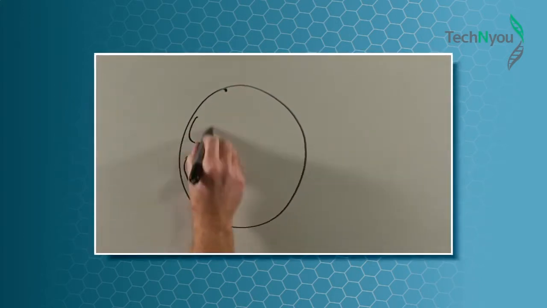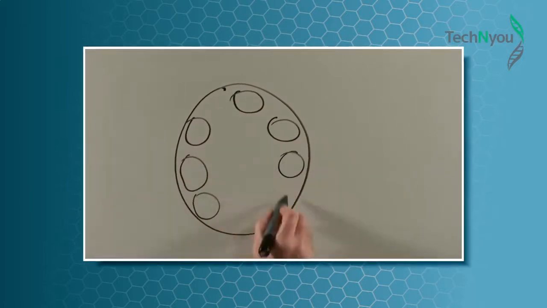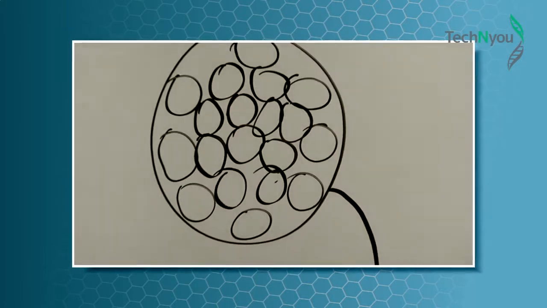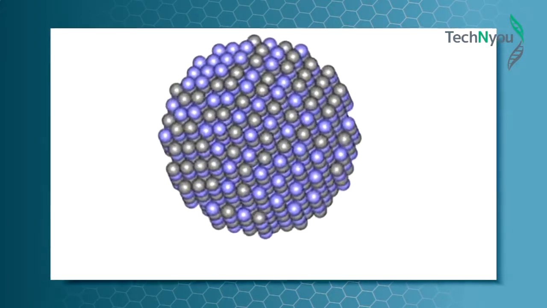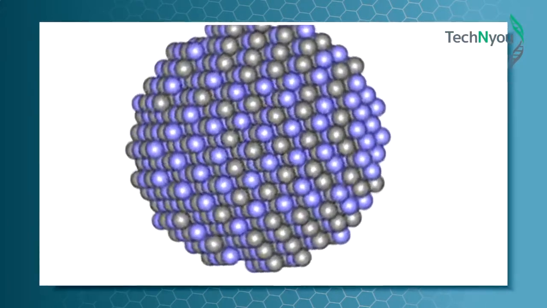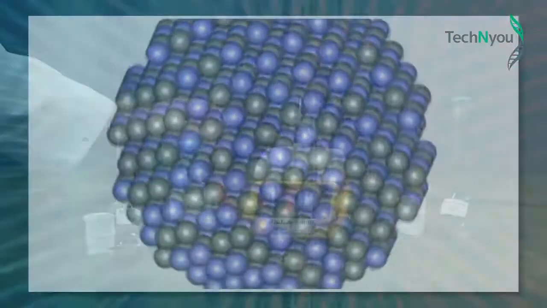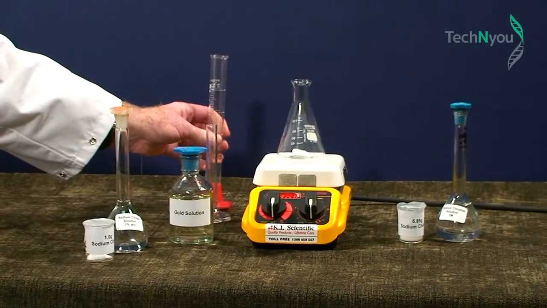A nanoparticle has a diameter of 10 to 100 nanometers and is made up of a cluster of atoms. Now let's make some nanoparticles.